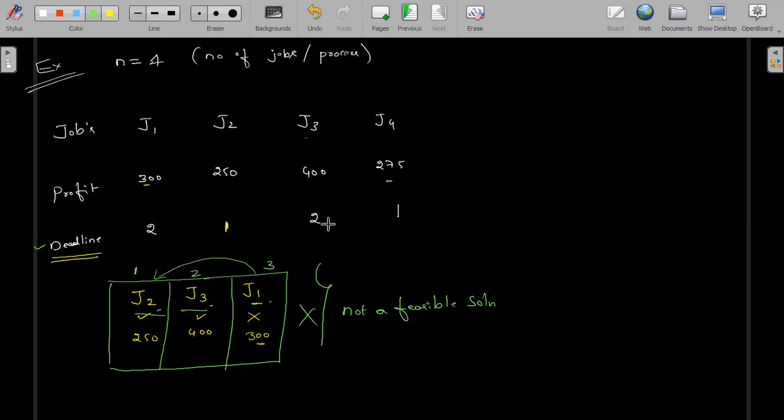If I would have taken three slots here, if I would have taken J3 equal to 3, that would be a different case. Yes or not? That would be a different case. But here the deadline is only 2. That is the reason why three jobs are not possible here. This case is not at all possible. This is wrong. Three jobs are not at all possible. You can only go with two jobs or one job.